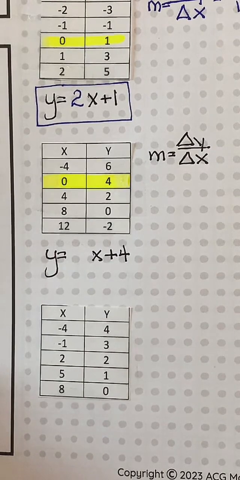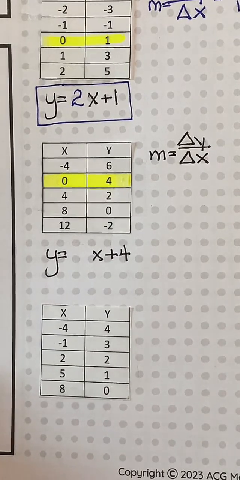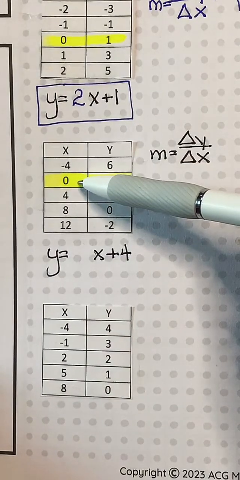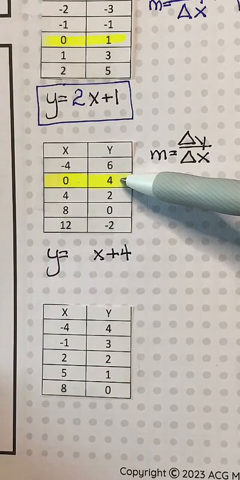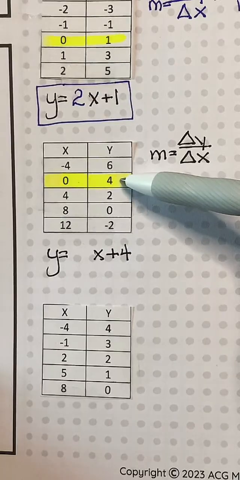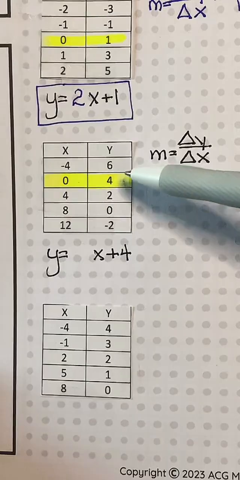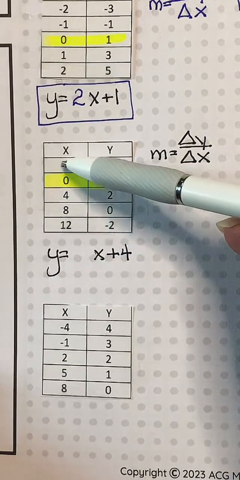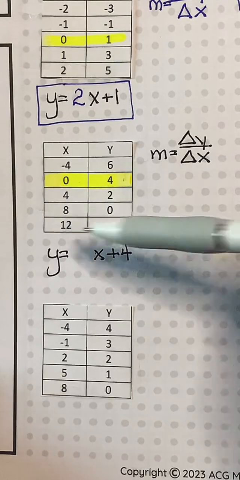Because 0 is your x. So when your x value is 0, the y-intercept is where it crosses the y-axis. So that's when your x value is going to be 0, your y value is going to be 4. Okay? So now we need to know the pattern of our y's over the pattern of our x's.